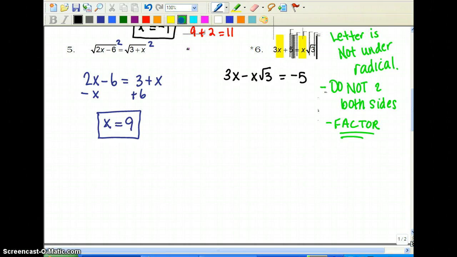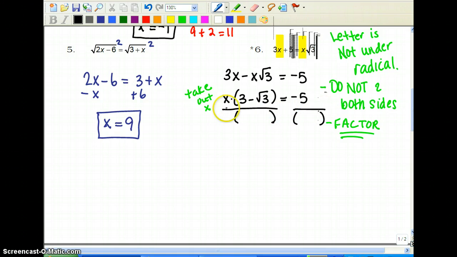Take out x. So we'd have x times (3 minus root 3) is equal to negative 5. Now I want to get this x by itself, and this parenthesis is attached to it by multiplication. So I'm going to divide by the parenthesis on both sides. The parenthesis happens to have 3 minus root 3 in it. These parentheses will cancel. So I get x is equal to negative 5 over 3 minus root 3.